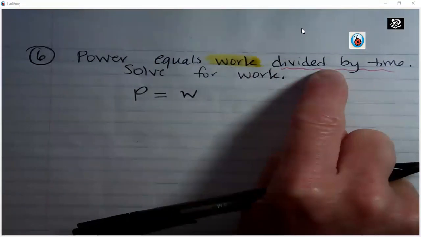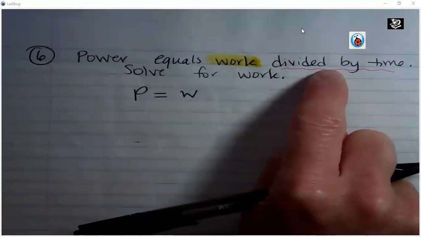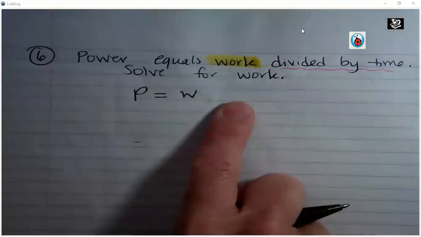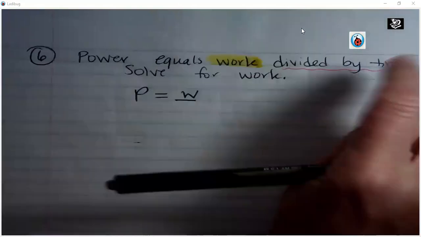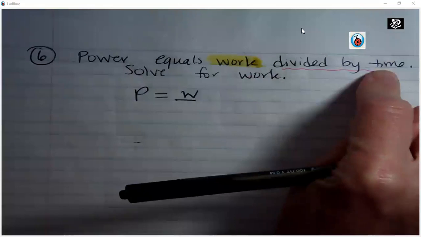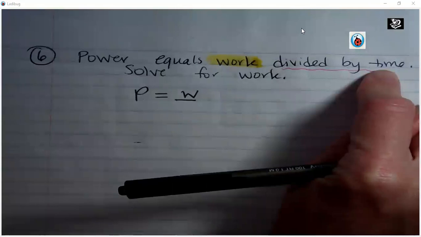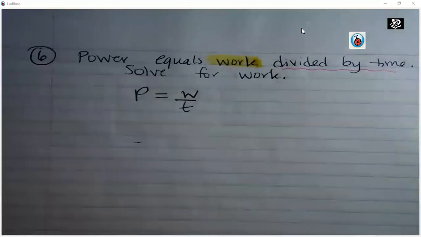What do I put for divided by? Multiply. Not yet, not yet. Right now we're just making it into a math equation. What do I put for divided by? A line. Okay. And then for time, somebody who hasn't answered, what should I put for time? T. Okay.